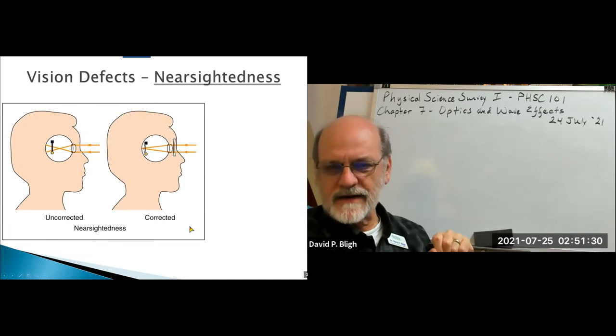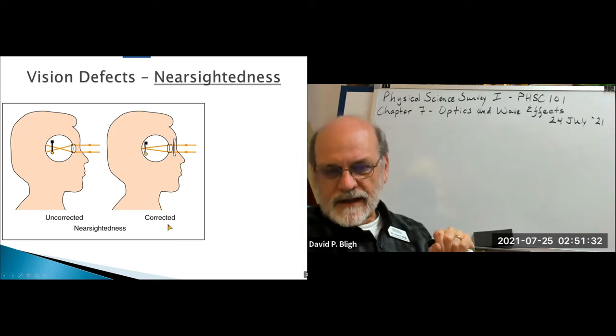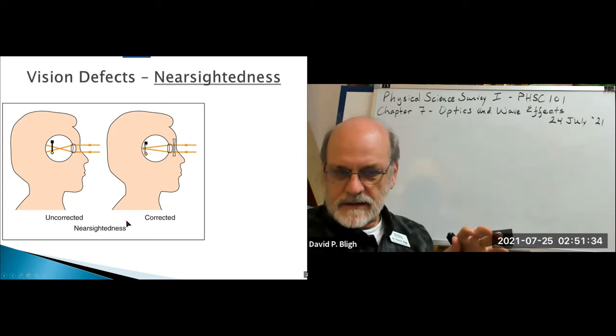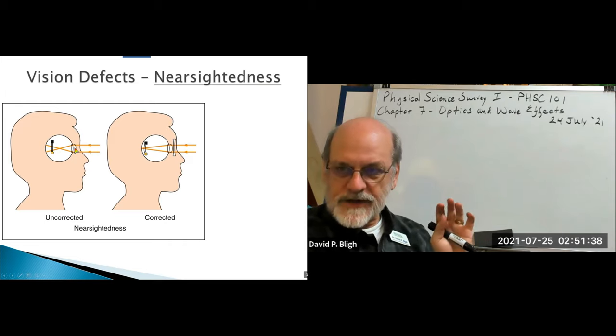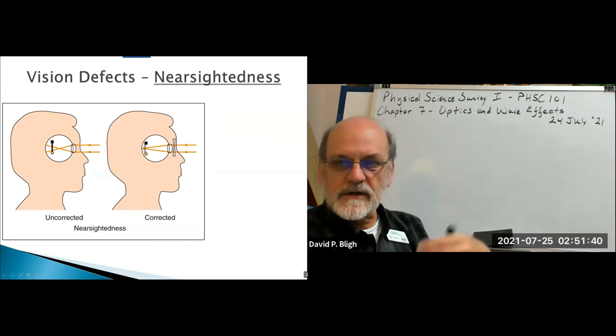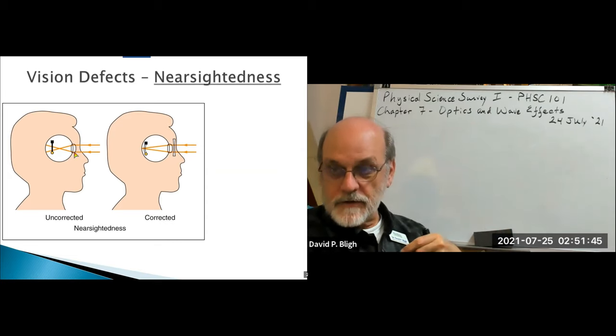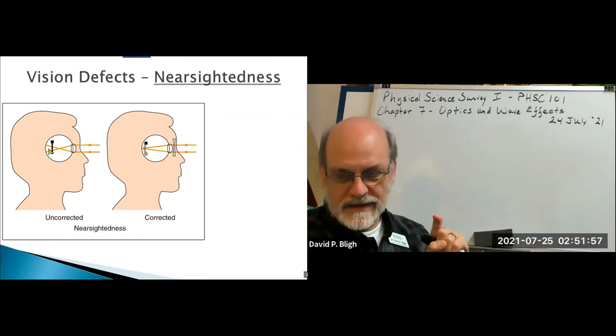What does nearsightedness mean? It means that, uncorrected, your eye sees better when the object is close to it. You see things that are near. If they're farther away, then the rays are parallel and they focus in front of the retina.